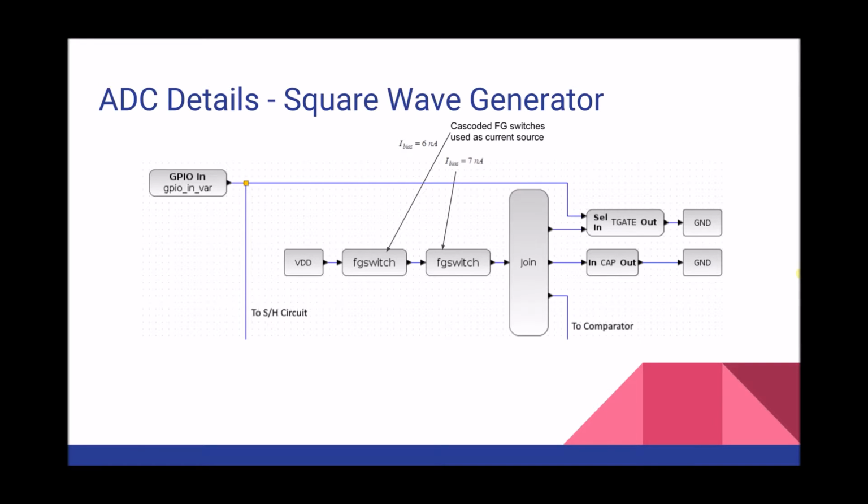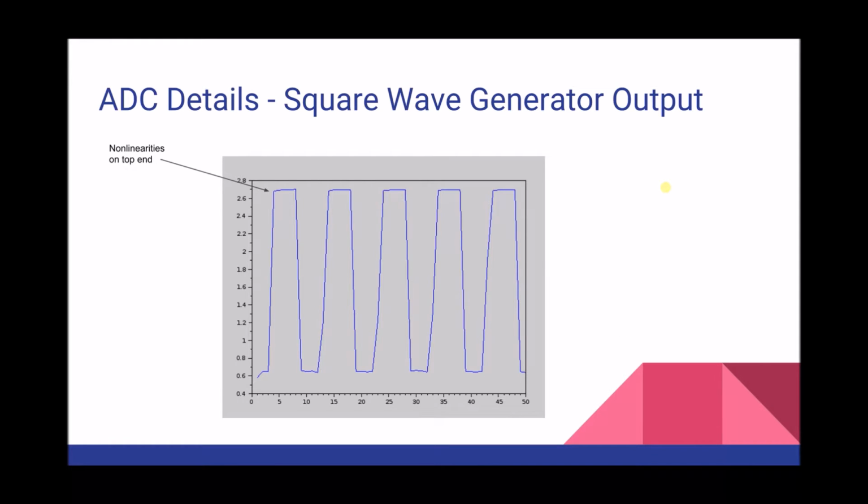Here we see the detail circuit of the square wave generator. The input current is created by two floating gate switches in series with a total bias current of about 13 nanoamps. These are then used to charge a cap which discharges, which cycles the T-gate switch, which produces the square wave, the output of which can be seen here. Note the non-linearities on the top end, likely due to the leakage in the DAC on the board.